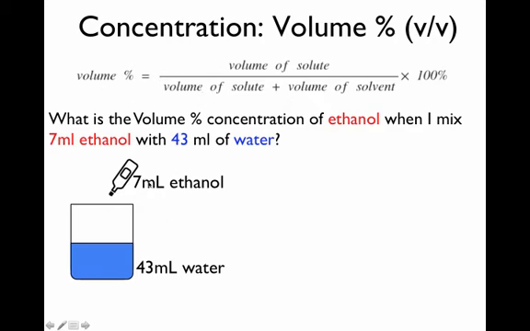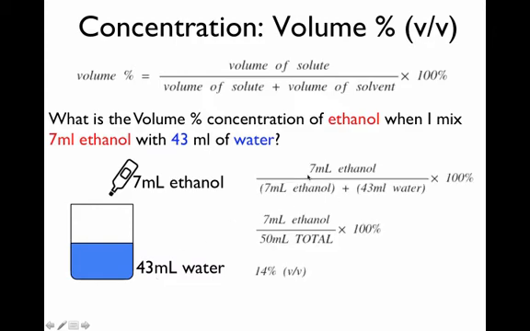So we have 7 milliliters of ethanol, 43 milliliters of water. The formula basically says that the solute, the thing that's being dissolved or mixed in, is put in the numerator in volume units, so we're going to use 7 milliliters. And then the denominator is both volumes added together. So the total volume of the whole mixture is 7 milliliters plus 43 milliliters. That's on the bottom.